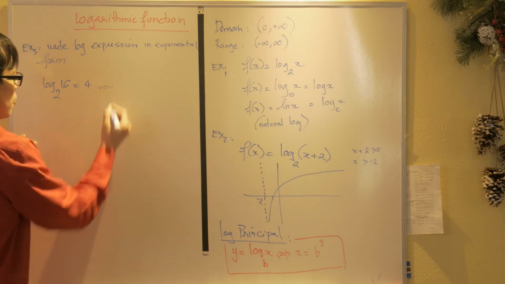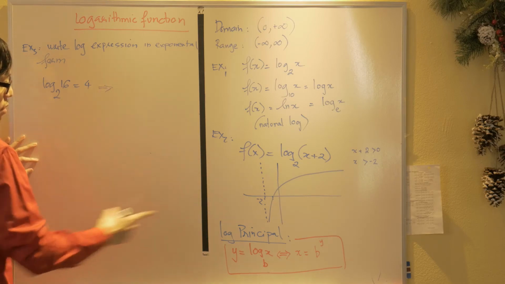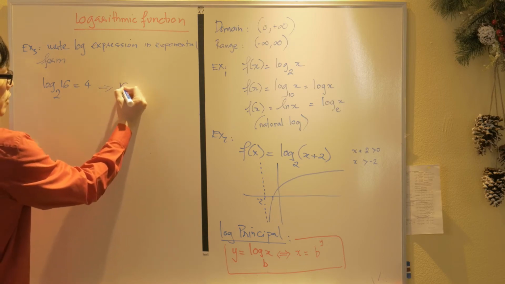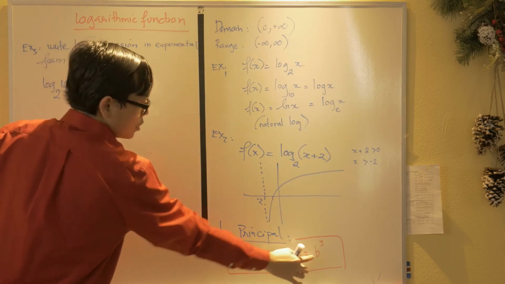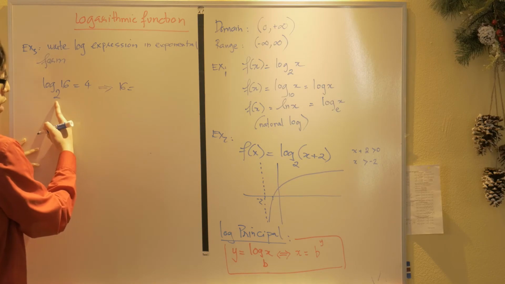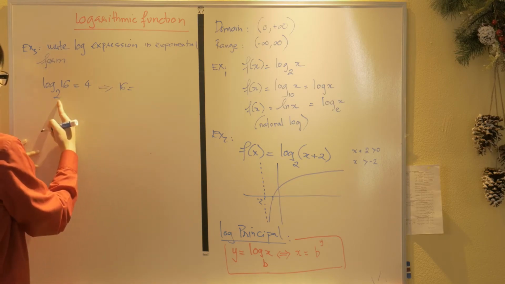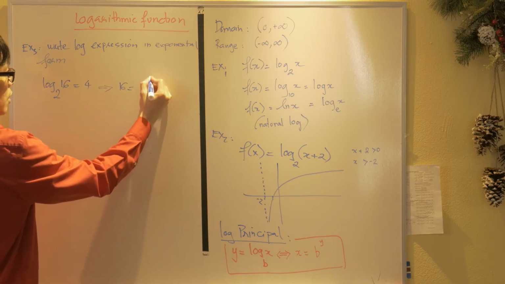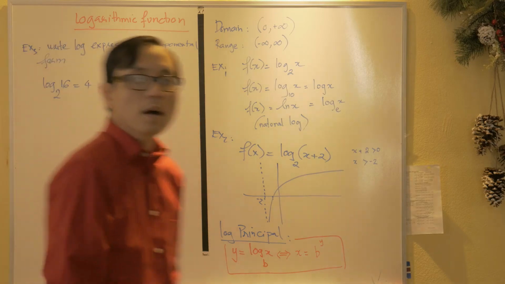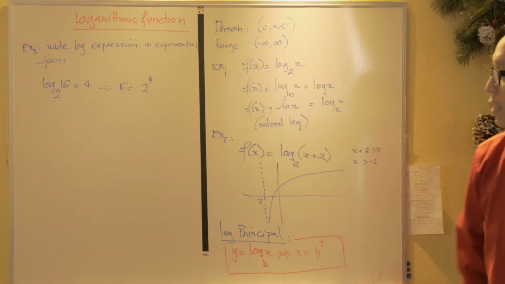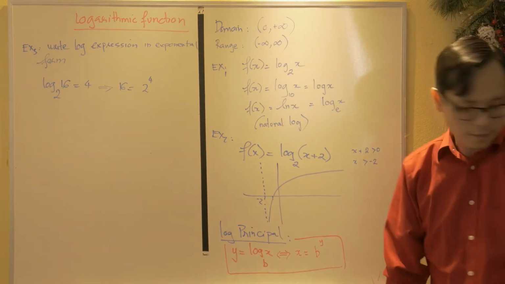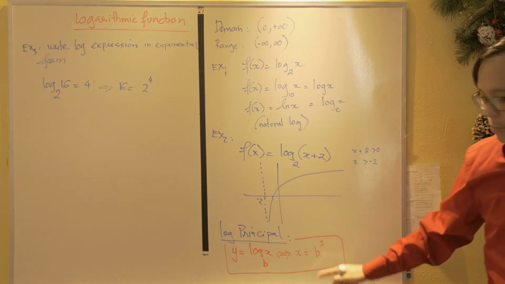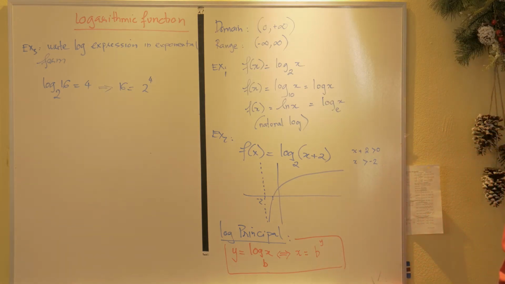Then of course I can write it in exponential form easily. It becomes x is 16, I keep it. x equals b to the y, so this is b: 2 to the 4. Very easy. You just need to memorize the log principle.